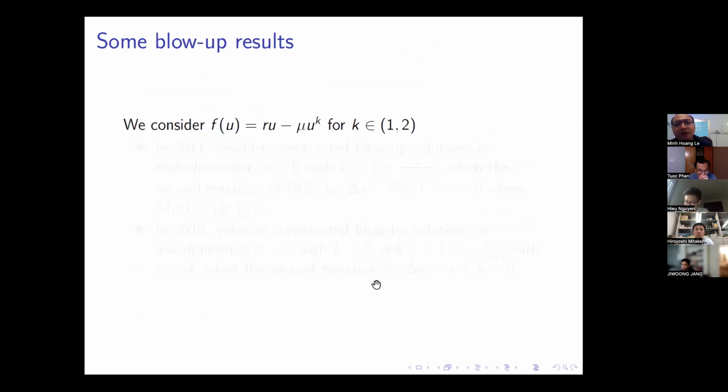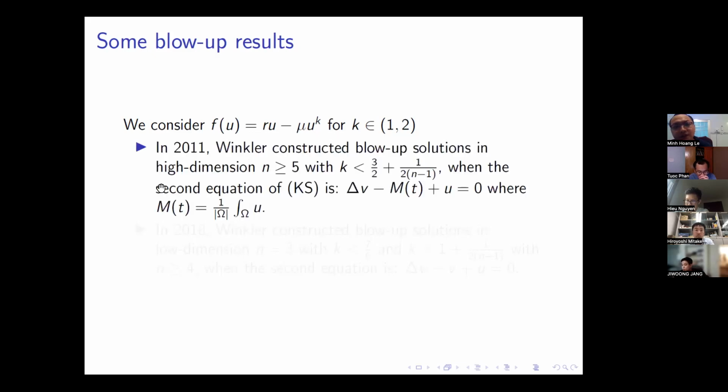Now we go to some blow-up results. For example, we consider the sub-logistic source for k belonging to (1, 2) in general. The first result was in 2011, when Winkler constructed blow-up solutions in high dimension, specifically n bigger or equal to 5, and k less than a certain number. But the second equation he considered is not the equation minus Laplacian of v minus v plus u, but instead we have m(t), where m is the average of u.